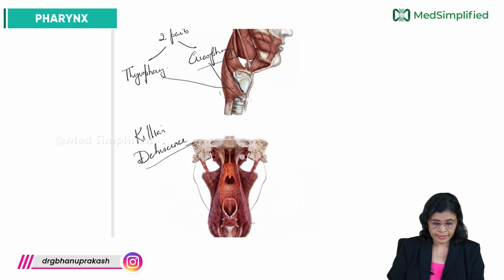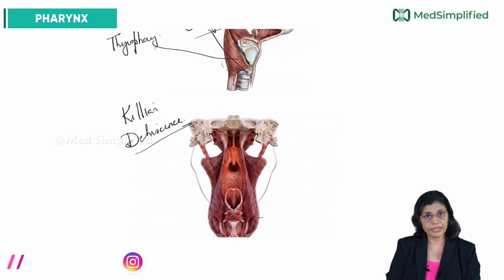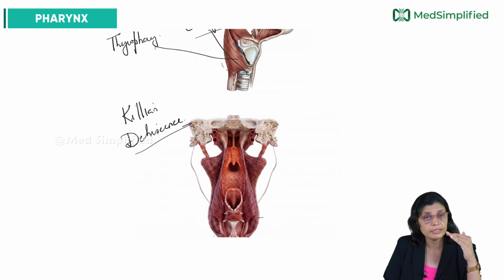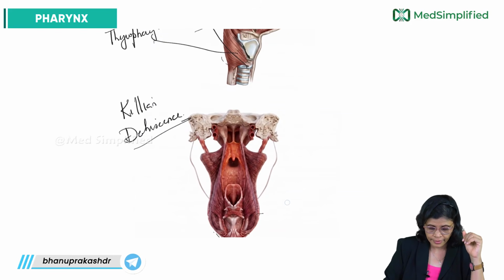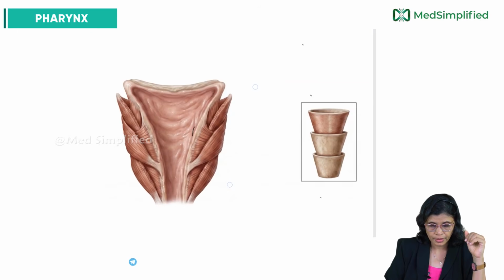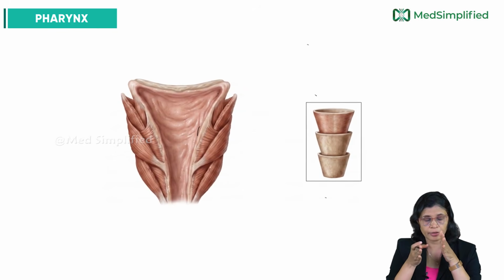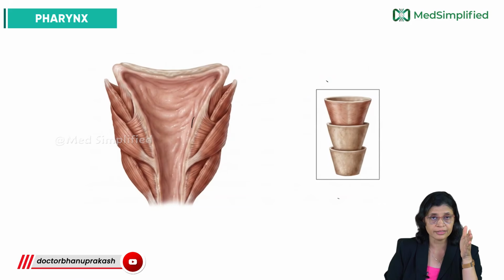Okay, Killian's dehiscence. It is the weakest part of the pharynx. You have to remember that the junction between the thyropharyngeus and the cricopharyngeus is the weakest point of the pharynx, and it is known as the Killian's dehiscence. Now these constrictor muscles have an overlapping arrangement, so they look like one pot stacked into the other.